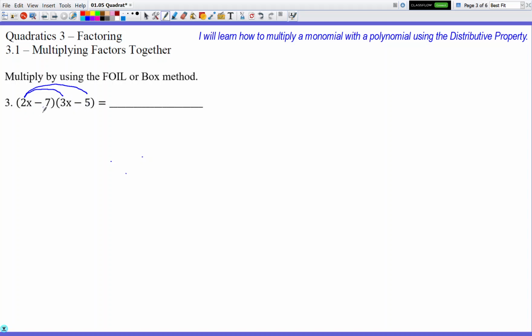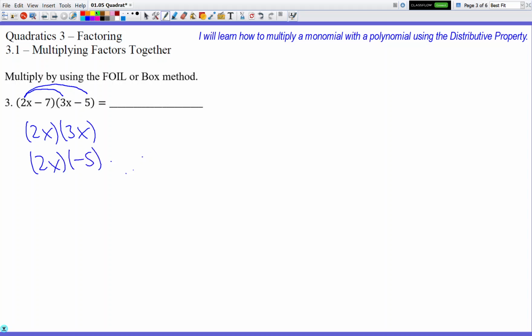It's not going to multiply to the negative 7 though, because that's where some kids sometimes make a mistake. They multiply to the negative 7 also. Don't multiply within the same parentheses. Just multiply 2x to the other two things in the other parentheses. Okay, so we have 2x times 3x, and then we have 2x times negative 5.